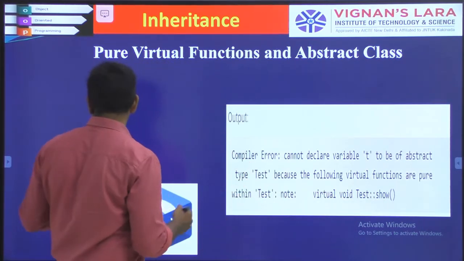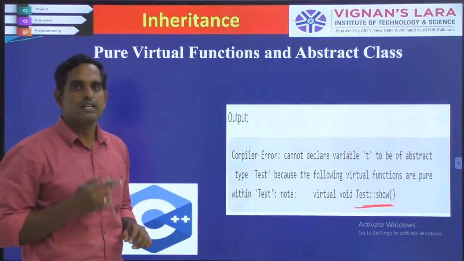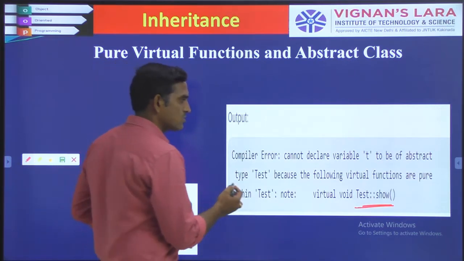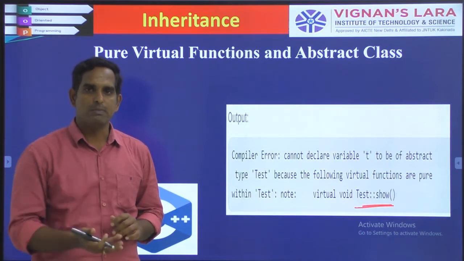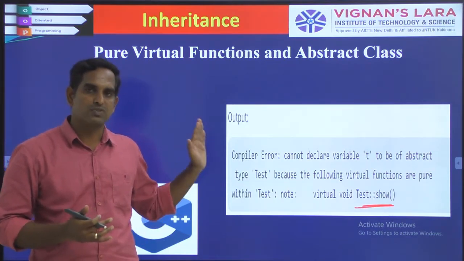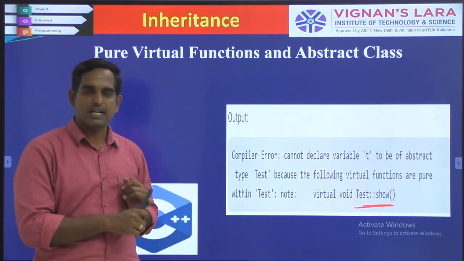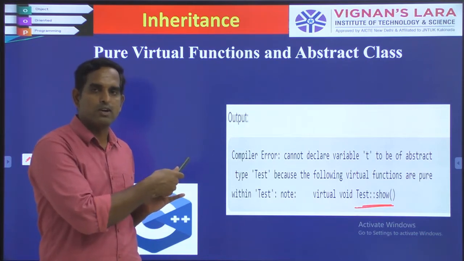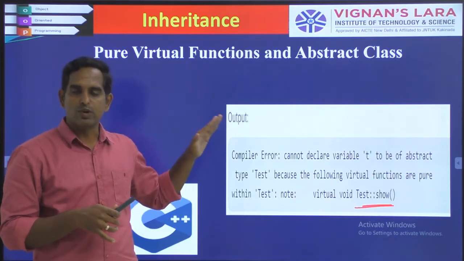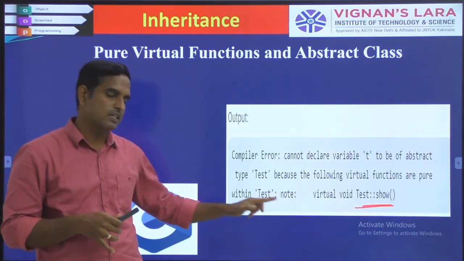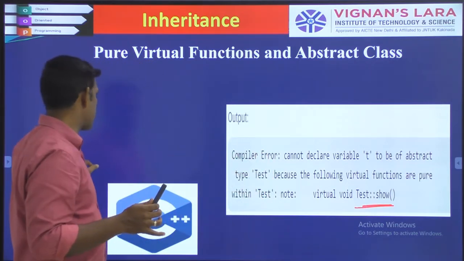The show method which you have written inside the test class is a pure virtual function, and there is no implementation for that particular virtual function. So that is why you will be getting an error when I try to create the objects for your abstract class. That is the first property you have to understand. Those classes you will be calling abstract classes when you have at least one pure virtual function. And if you don't have the definition for that pure virtual function, you will be getting errors in this manner. So that is the first property of your abstract classes.